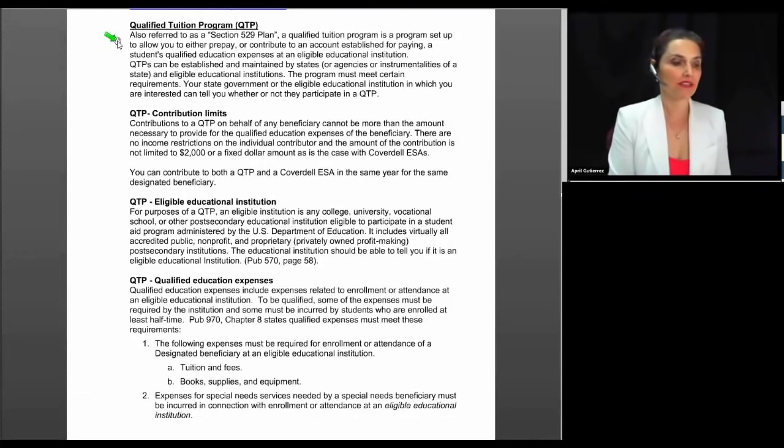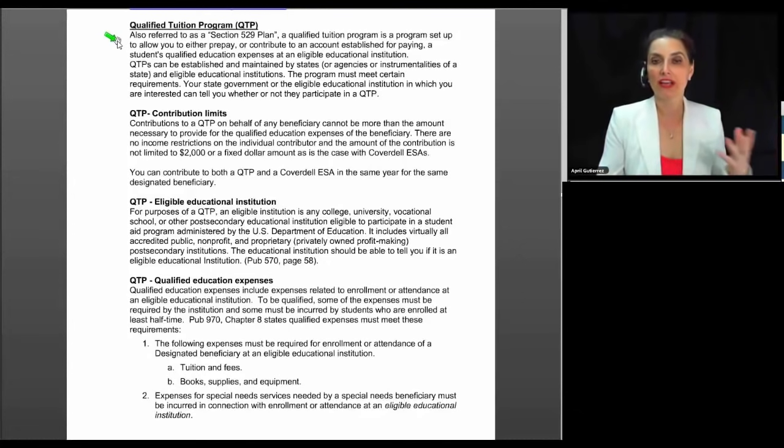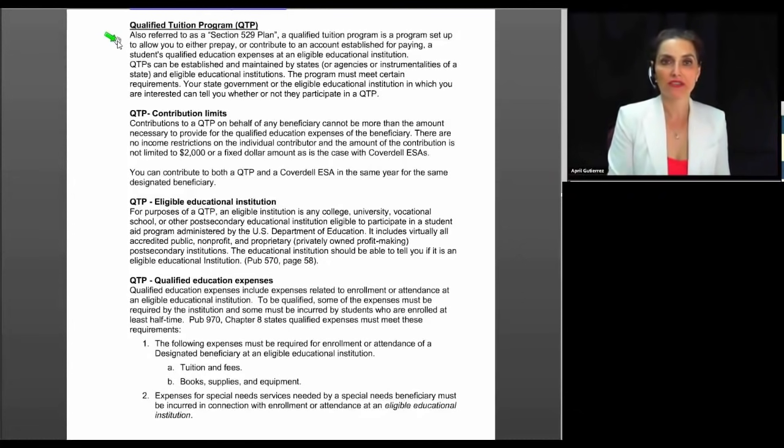Now, QTPs are also referred to as Section 529 plans, and in fact, the language I typically hear people use is 529 plan. I don't really hear the terminology QTP outside of IRS. Qualified tuition plan is what IRS calls them, but when you're talking to tax professionals and investment advisors and taxpayers themselves, 529 plan is the terminology that is in use. So you should be thinking of a 529 plan and a QTP as being one and the same thing.